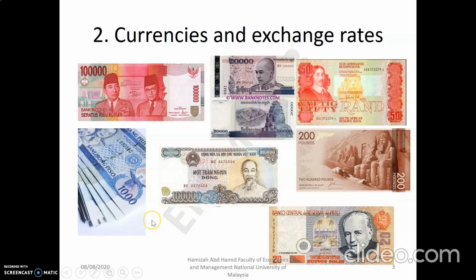Usually what I do in actual class, I ask the students to guess which country these currency notes belong to. Now this is quite easy. You can see it, Bank Indonesia, which is the one producing the currency note. This is from Indonesia. This could be Philippines. This could be from Vietnam. South Africa. How about this one? This is Egypt. Egypt uses pounds as their currency.